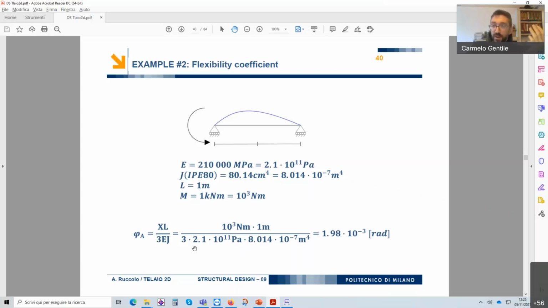Every time there is an exercise to solve, this flexibility coefficient appears. So we should all know it by memory. But what's the meaning of it? Okay, it's just a series of numbers and letters, one after the other.